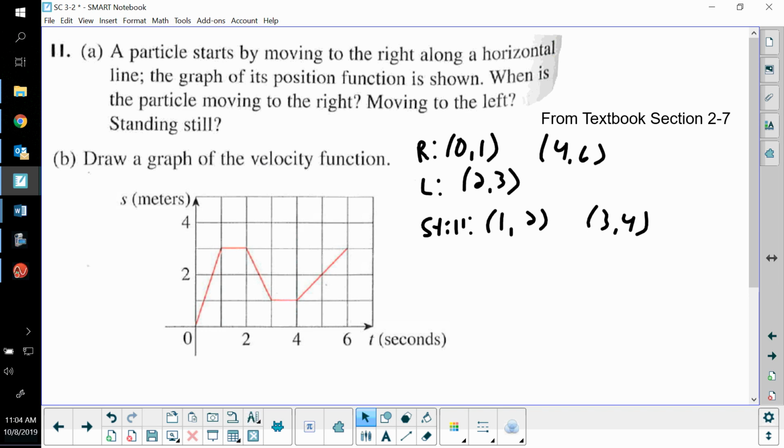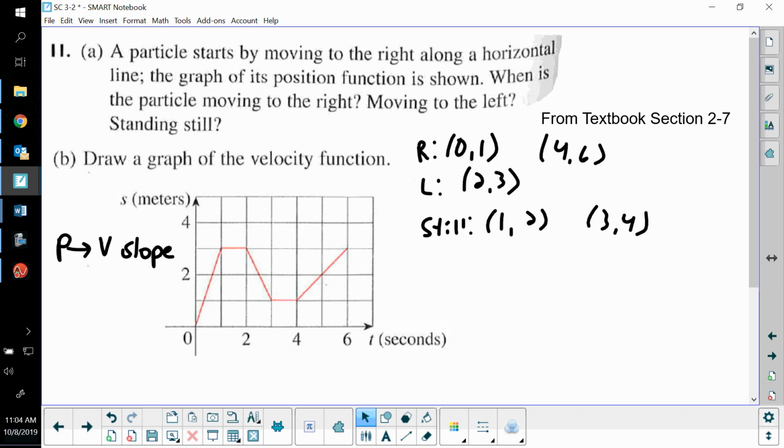Well, part B, we want to draw the graph of the velocity function. This is essentially what you did with Tango and Rumba last year. If you had a position graph and you wanted to go to a velocity graph, you used slope. So the slope of the position told you the velocity.